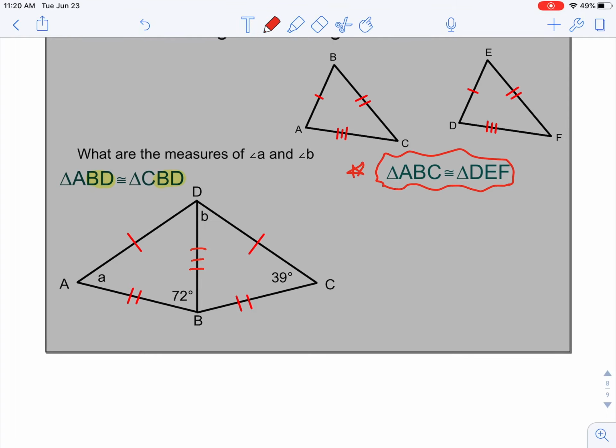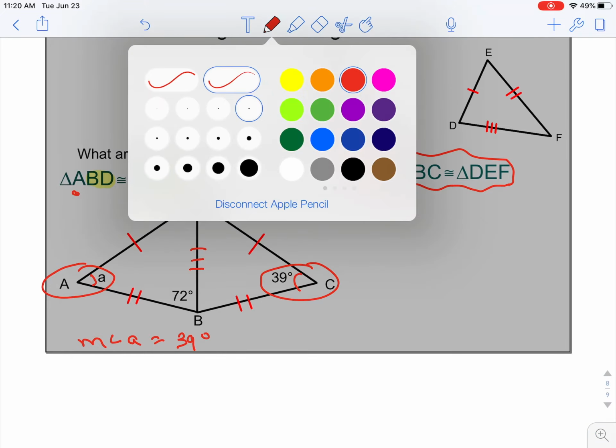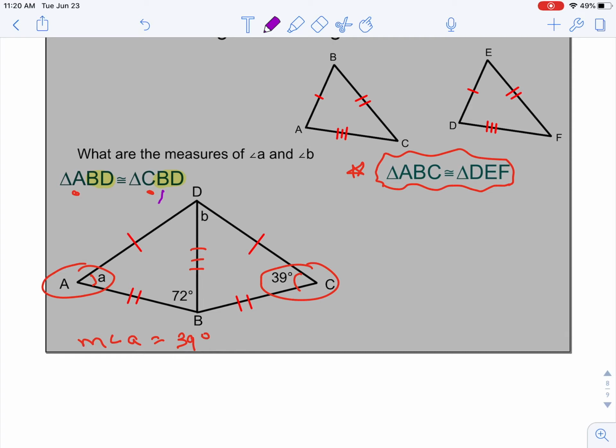And so now, from this congruence statement, we know that angle A is congruent to angle C. So angle A is congruent to angle C, so we can mark it. And that means then that angle A, the measure of angle A, is equal to 39 degrees. We also are supposed to find angle B. So angle B, right here, angle B is congruent to angle B, but here's the thing. When we draw these triangles separate, this is angle B in this triangle, and this is angle B in this triangle, so this is 72 degrees.